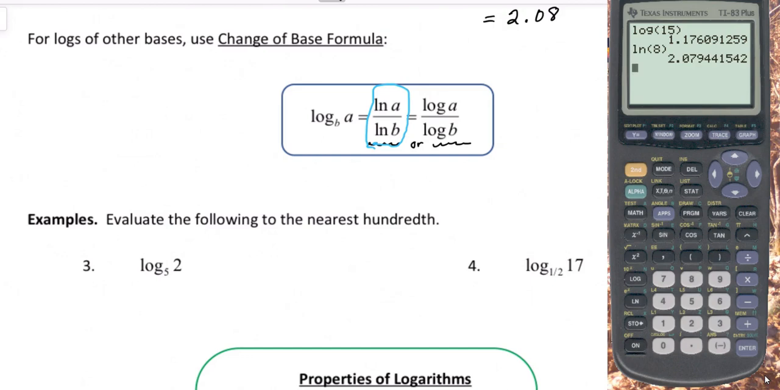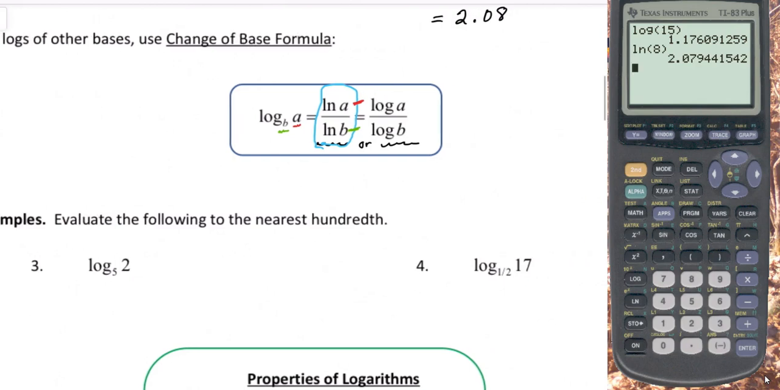So the way that this works is I've got a log of any base. In the general formula, my base is b, and my argument is a. The way that I rewrite that as a natural log is that I take the natural log of the argument and I divide by the natural log of the base. So let's take a look at a couple of examples and just make sure that we're okay with that.